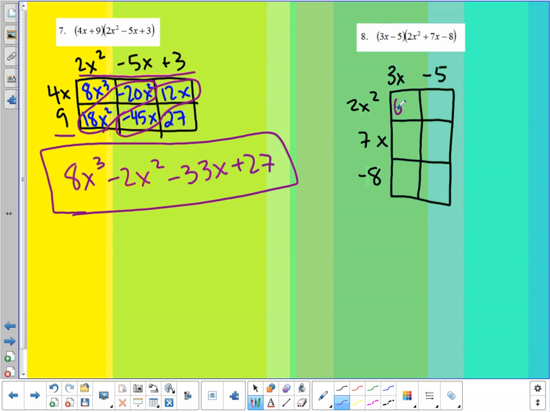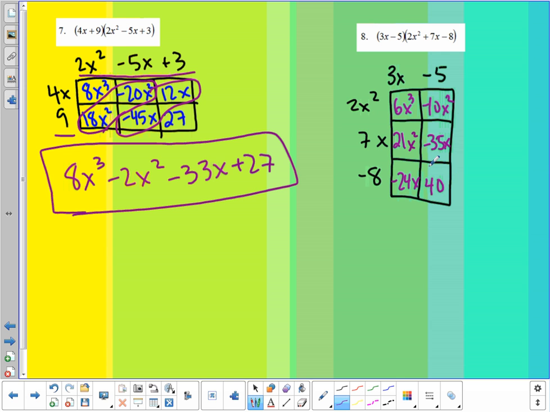So 6x to the third, this one's going to be negative 10x squared. That one's going to be 21x squared. That one's going to be negative 35x. This one is negative 24x, and that one is going to be positive 40.